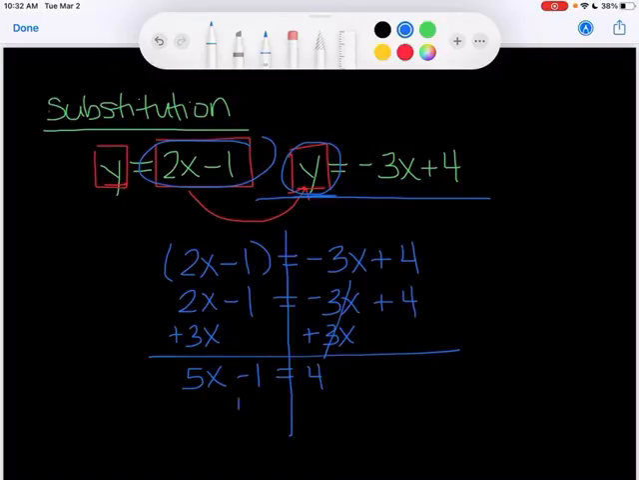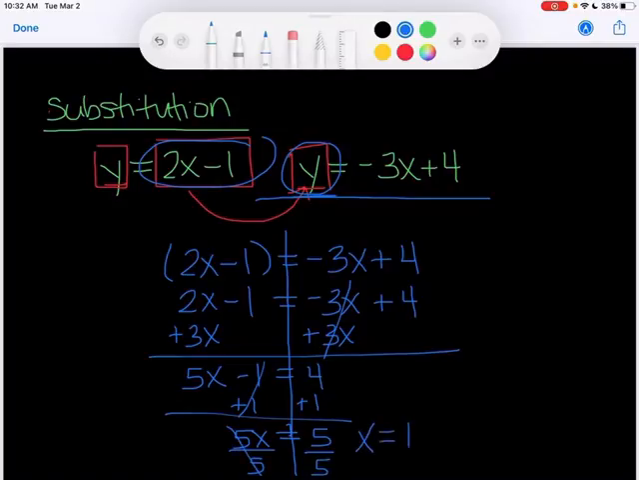Now I'm going to add 1 to both sides. So we get 5x equals 5. And then the last step to solve for x would be to divide by 5. We end up with x equals 1. We are not done yet, though.